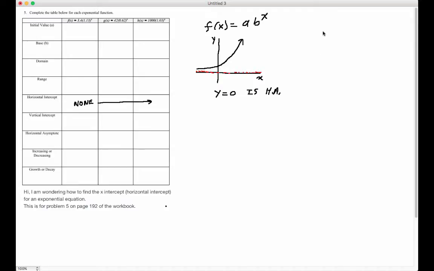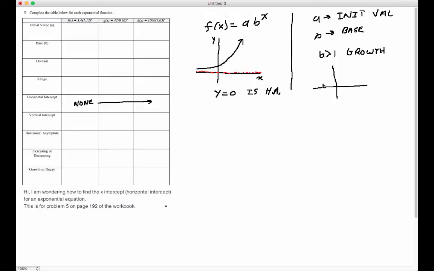Just for the sake of completeness, let me repeat what I told you about the growth versus decay here and remind you about the base versus the initial value. We know a is always going to be our initial value, and we know b is going to be our exponential base. Now, if b is greater than 1, then it's growth. A growth function will look not quite unlike, but similar to that function we drew just to the left here.